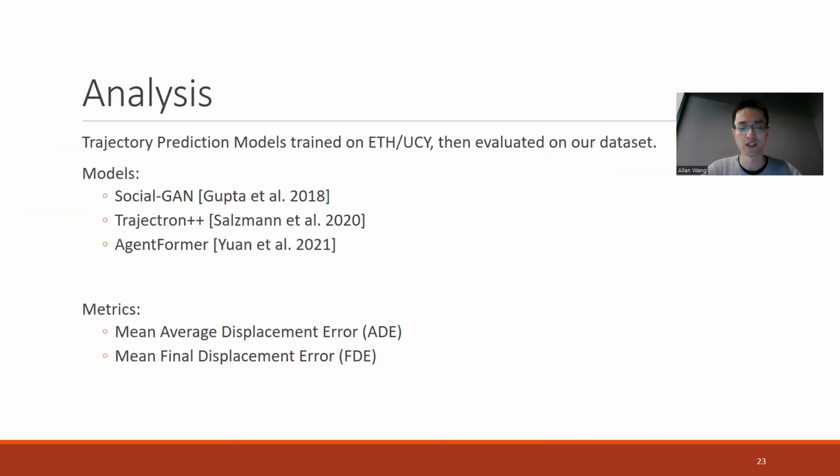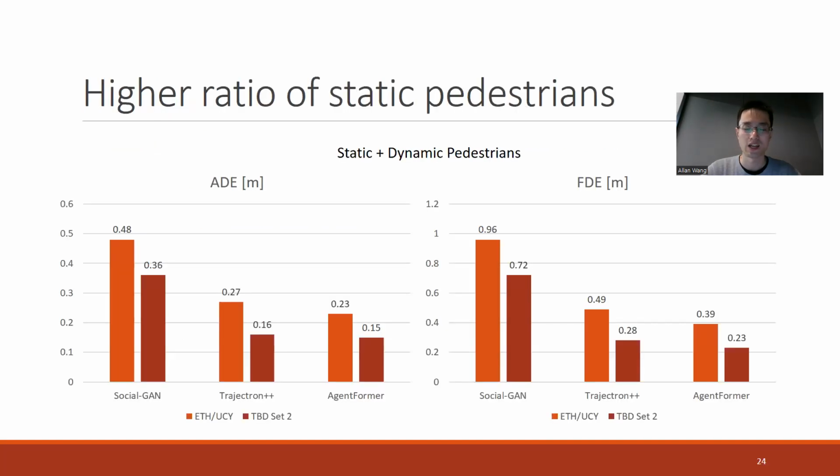Furthermore, we evaluated trajectory prediction models that are highly fine-tuned on the ETH and UCY datasets on our dataset. Now, it is very trivial for these trajectory prediction models to predict the future of static pedestrians, and their prediction errors are often close to 0. As a result, when both static and dynamic pedestrians are considered, these models achieve better results on our dataset. This shows that our dataset possibly has a mixture of more static pedestrians than the ETH and UCY datasets.